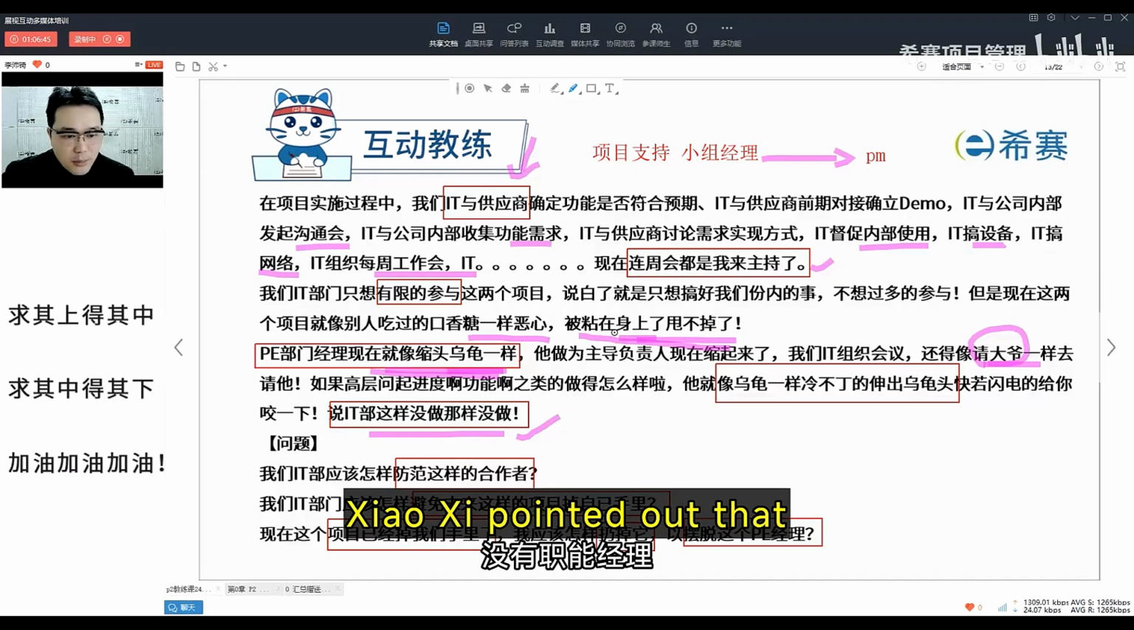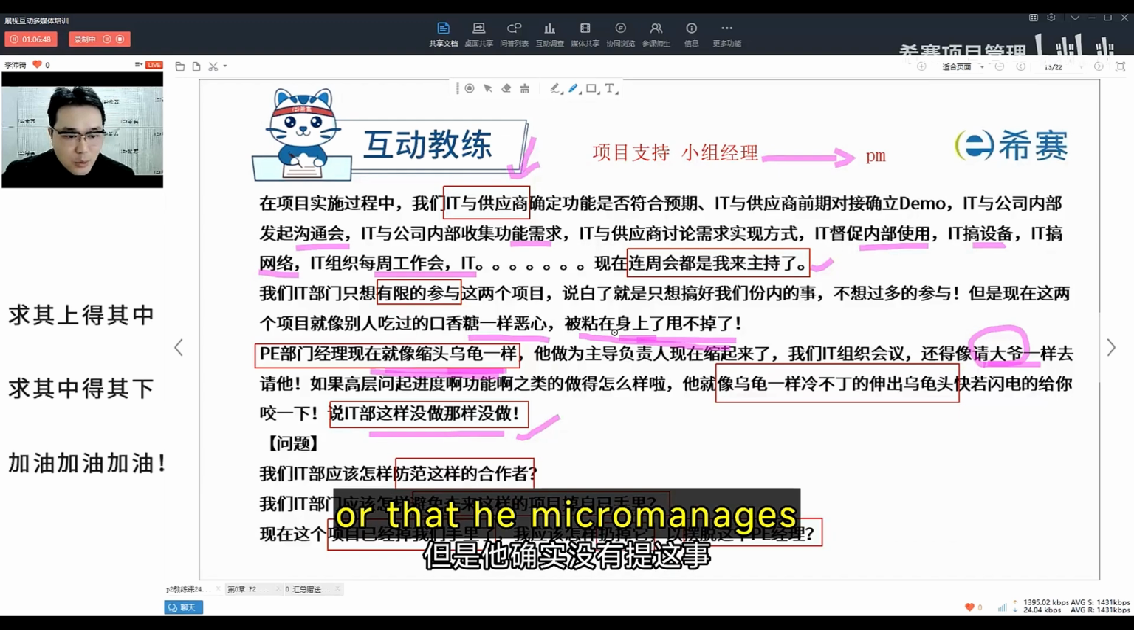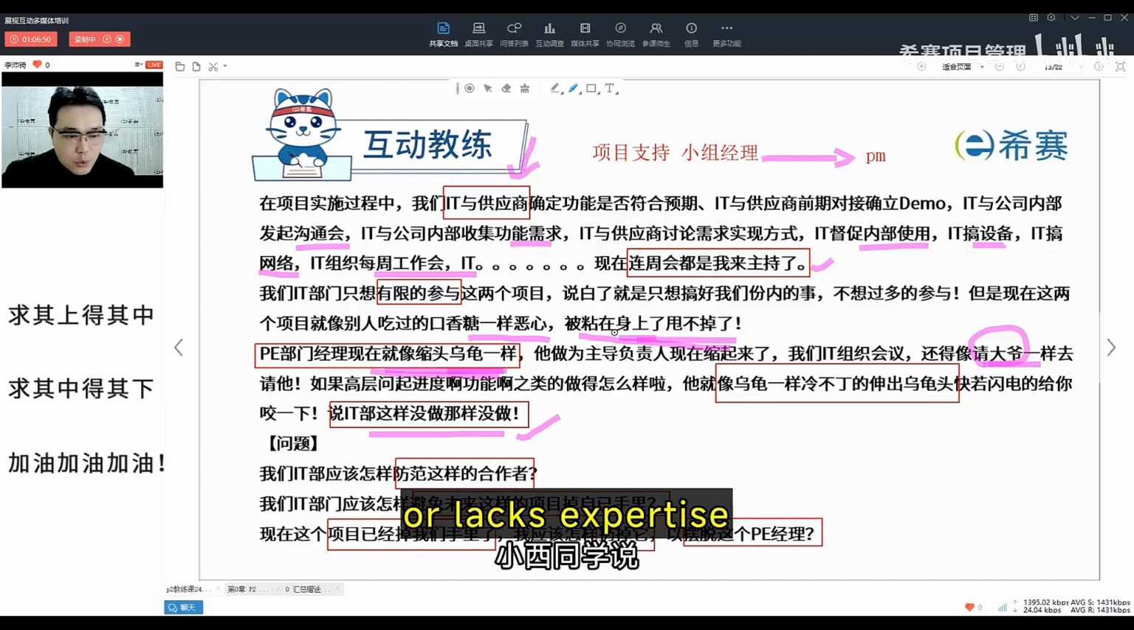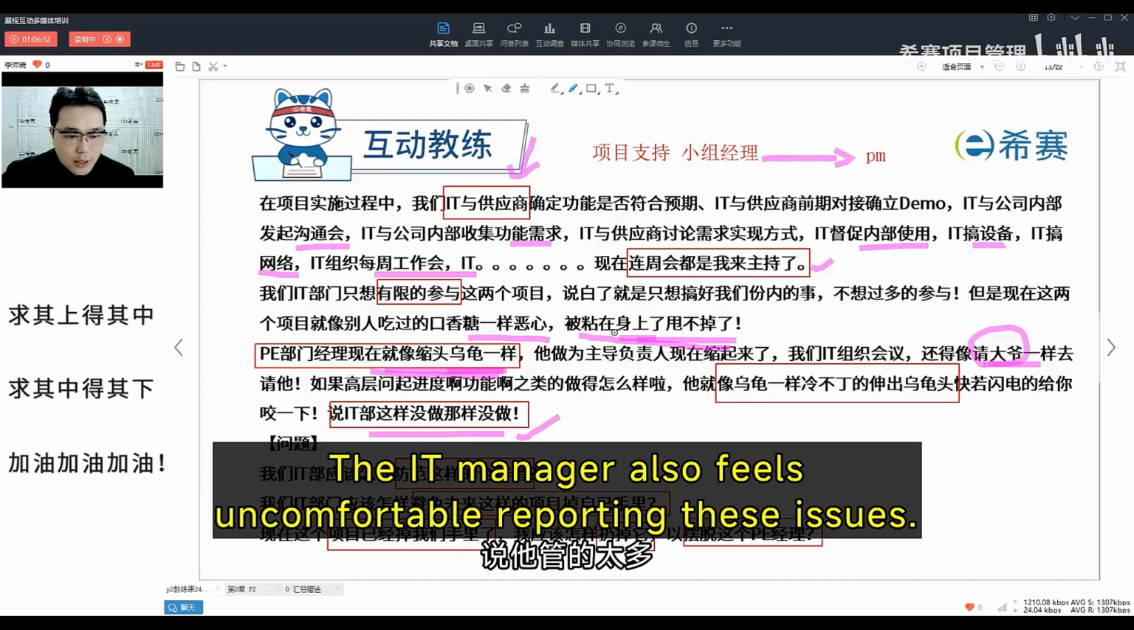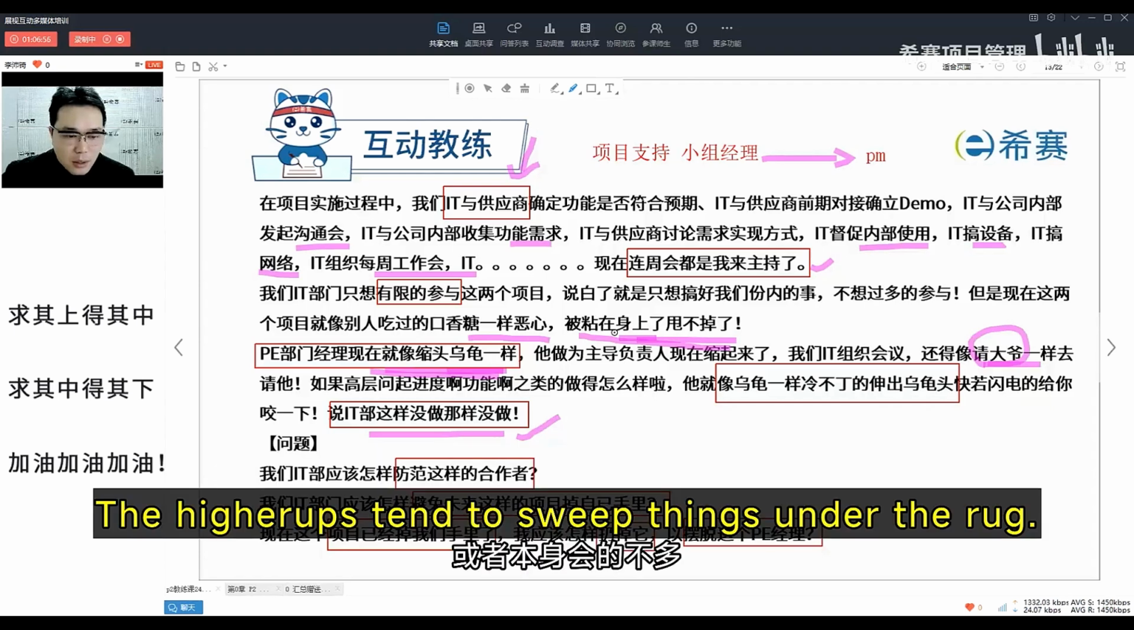Xiaoxi pointed out that a boss won't admit his own incompetence, or that he micromanages, or lacks expertise, or performs poorly. The IT manager also feels uncomfortable reporting these issues. The higher-ups tend to sweep things under the rug.